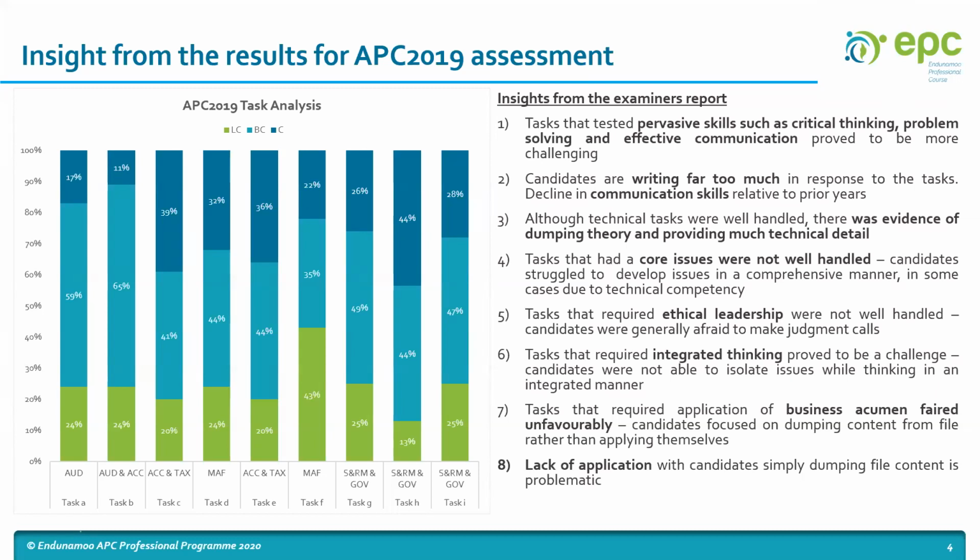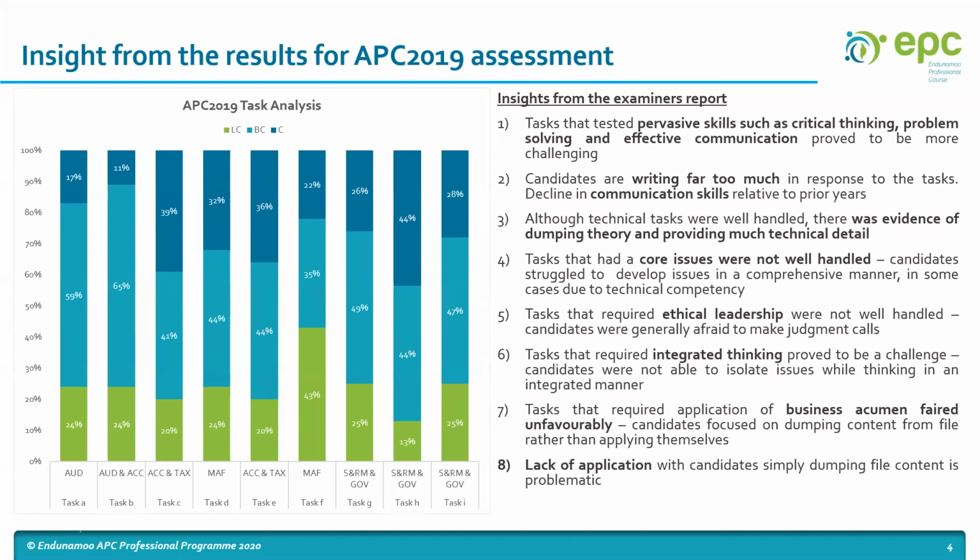As I was saying, I then summarized these 8 insight points that were coming from there. So the first one is that they're saying that tasks that tested pervasive skills, such as critical thinking, problem solving, and effective communication, proved to be more challenging to the candidates. And this was quite interesting, that the examiner is saying that probably the technical issues, yes, the tasks with this kind of strong technical competence are not well handled.